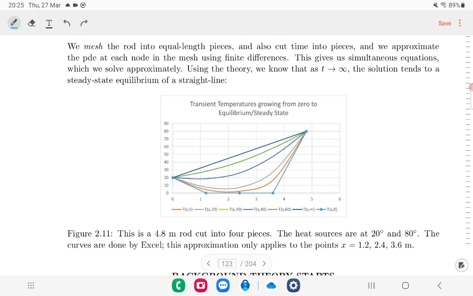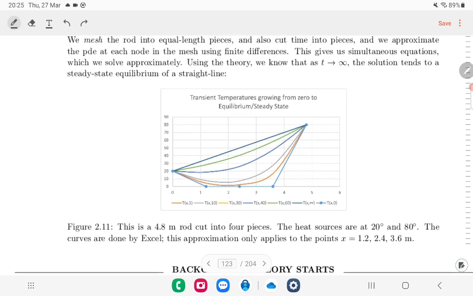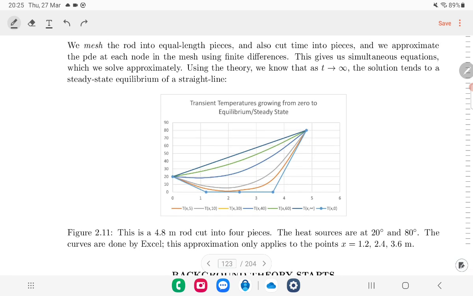So this is kind of what the solution would look like. This is a 4.8 meter rod. So x goes from 0 to 4.8. The heat sources are 20 and 80. You can see on the left is 20, on the right is 80. The curves are done by Excel. We actually only produce a few. So this is the initial one.